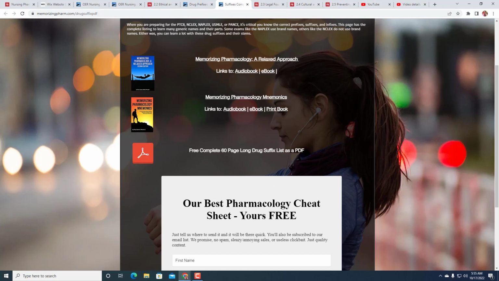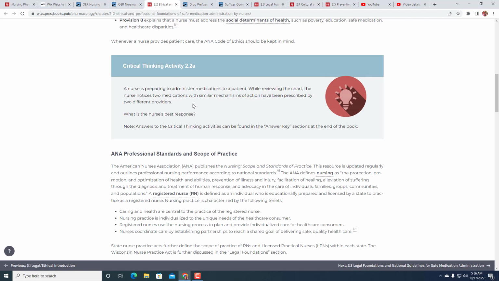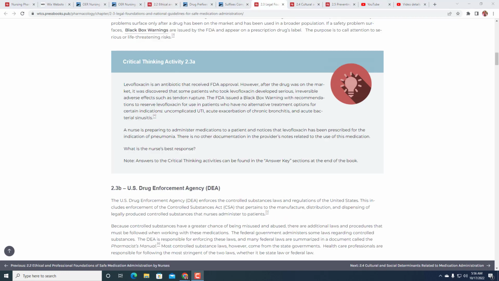Okay, so that was 2.2a. Maybe I went a little bit too deep into that one, but the bottom line is same mechanism of action, you want to clarify with both prescribers.